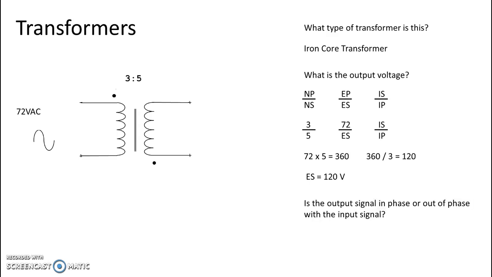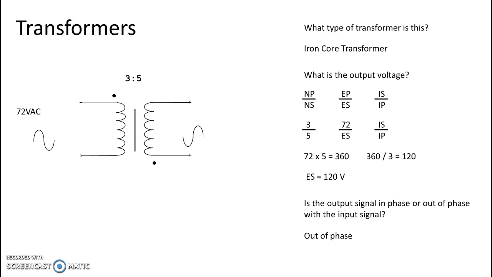Alright, let's try another one. Is the output signal in phase or out of phase with the input signal? Well, now we get back to those dots that are on the transformer. You'll see there's a dot on the top and one at the bottom. That indicates that the signal is out of phase. And I'm going to throw up a little waveform there.